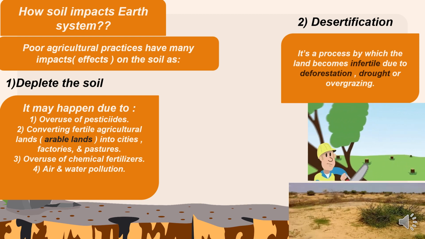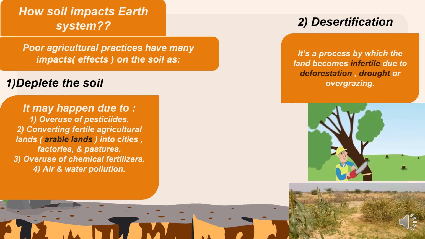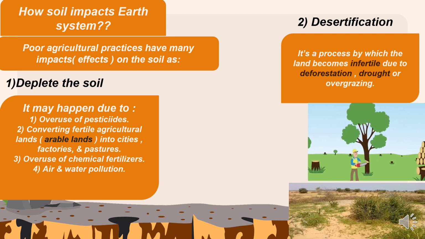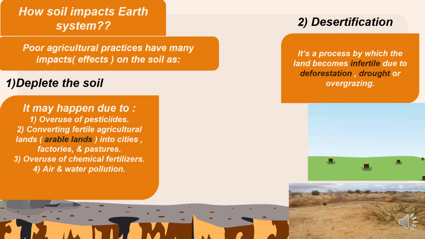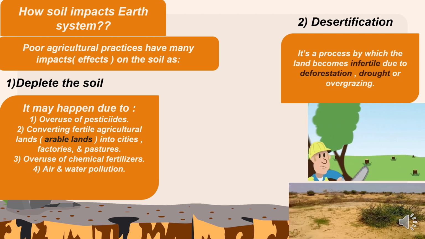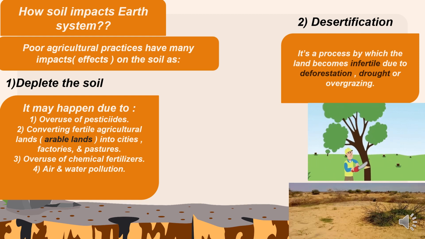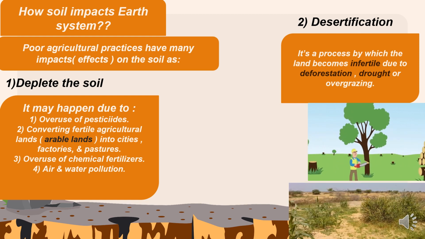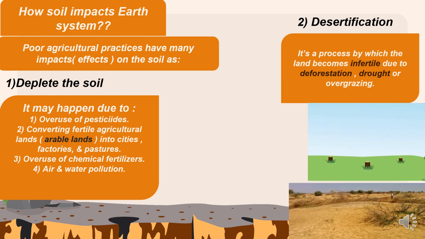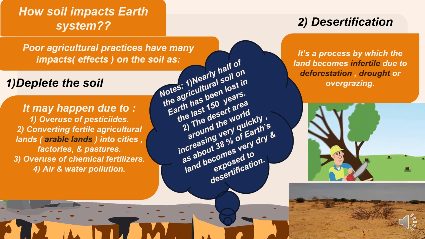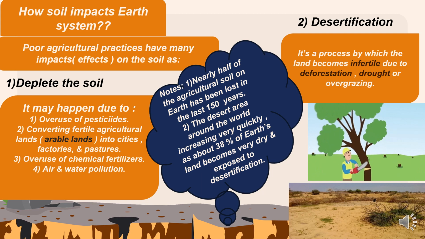Desertification means increasing the number of deserts, super primary 6, which may happen because of deforestation or drought or overgrazing. And these three words are very important reasons for the happening of desertification, primary 6. So don't confuse. Desertification may happen because of deforestation, drought, or overgrazing.